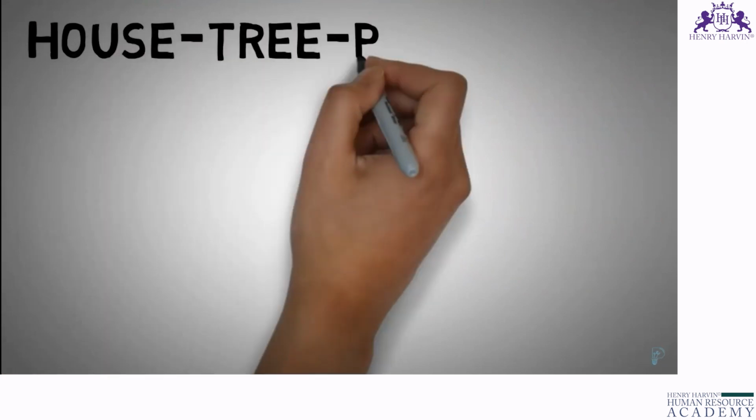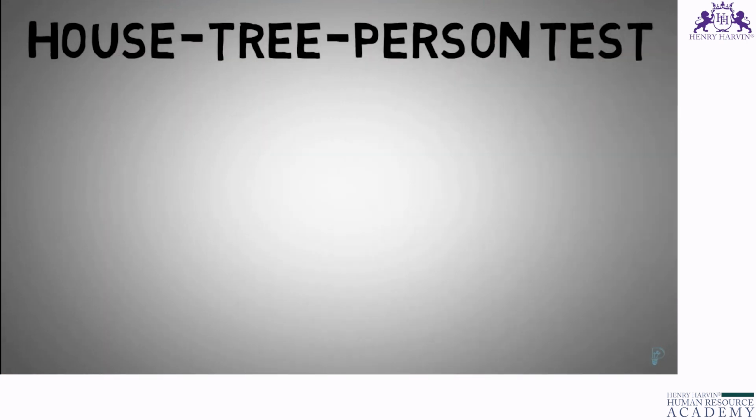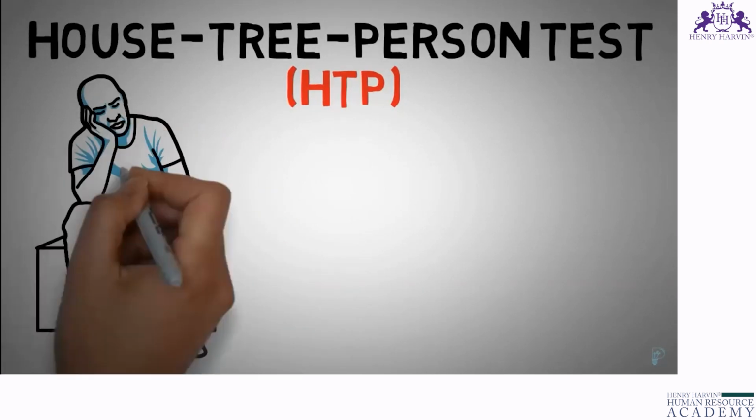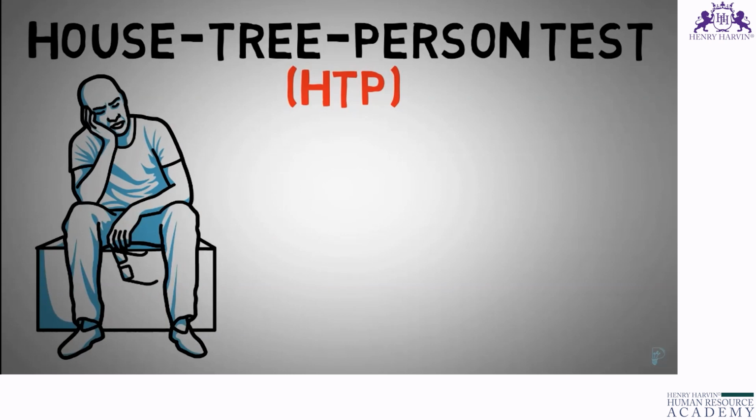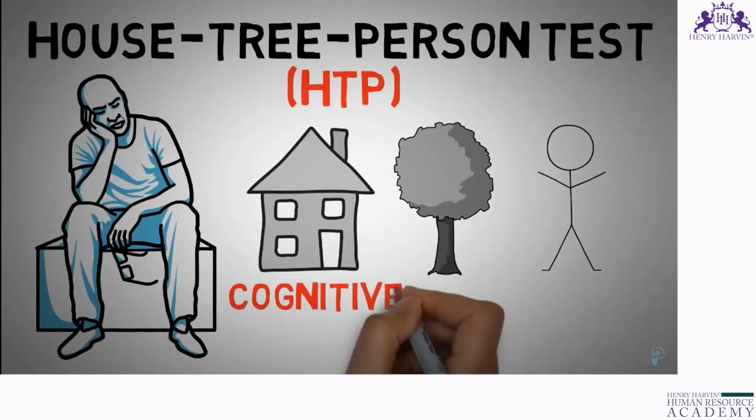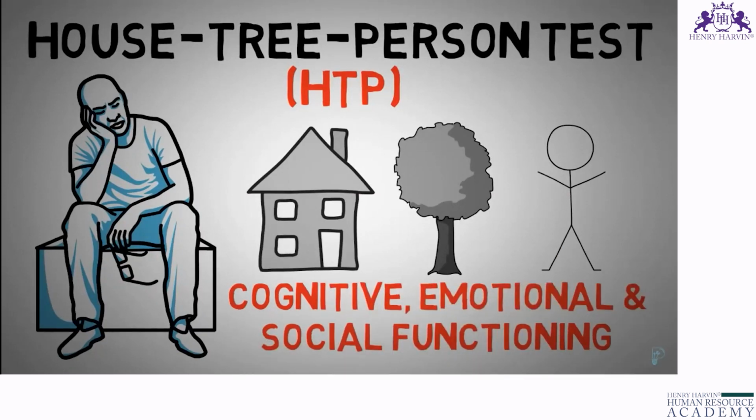So first off, what is the House Tree Person Test? The House Tree Person Test, also known as the HTP, is a projective test intended to measure different aspects of personality. Test takers are asked to draw a house, a tree, and a person, and the interpretation of these drawings is used to create a picture of a person's cognitive, emotional, and social functioning.